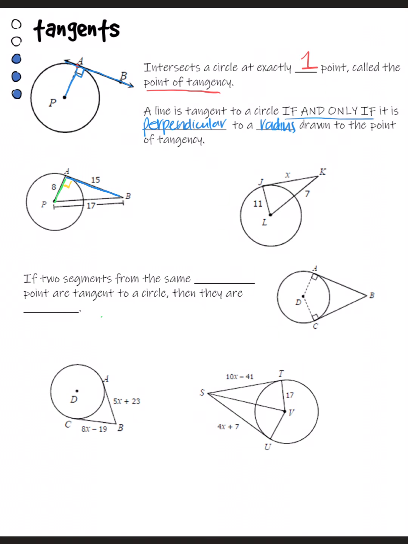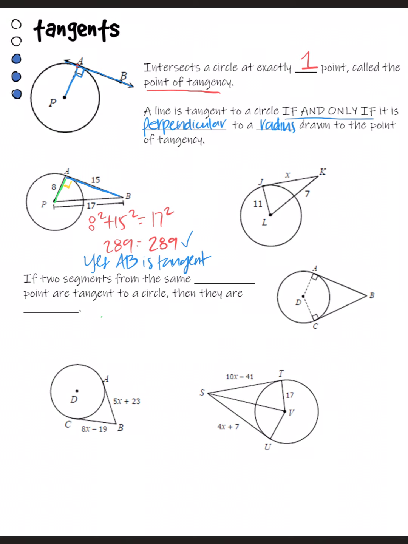If AB is tangent, then 8 squared plus 15 squared should equal my 17 squared. And if I do the math over here, this is 289 and this is 289. So they equal. Yes, AB is tangent.